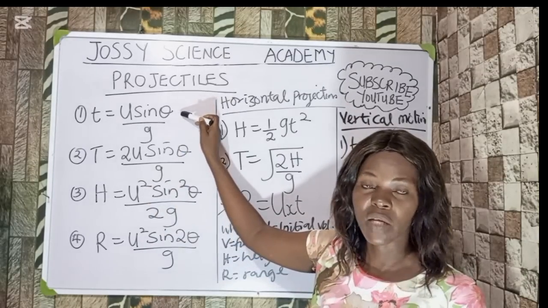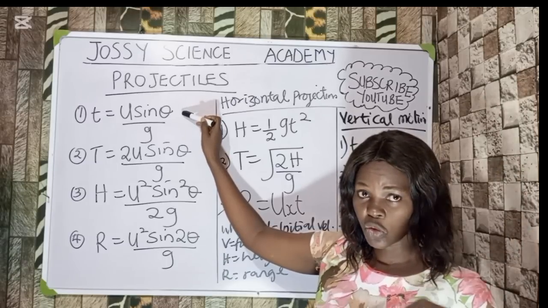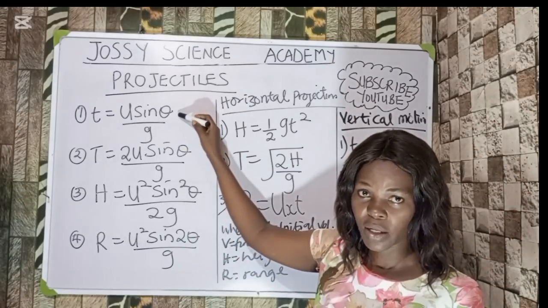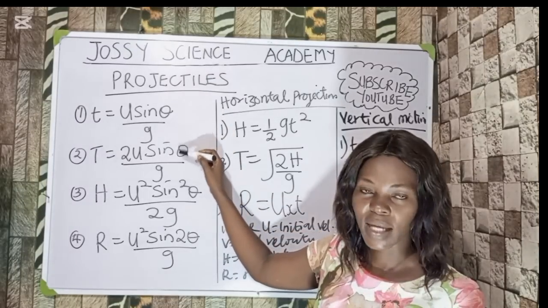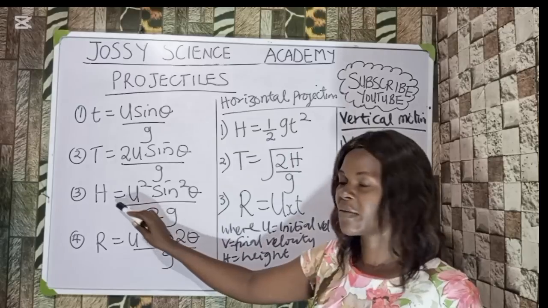If it takes this object 2 seconds to reach the maximum height, it's going to take the same 2 seconds to return to the ground. I hope that is clear. So this is 2 times this time to reach the maximum height, okay? So that is 2u sine theta over g. Is that clear? Now, what is my H?